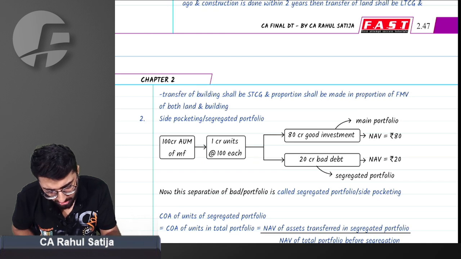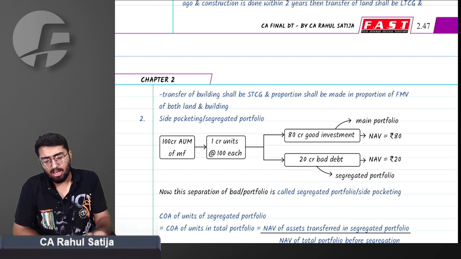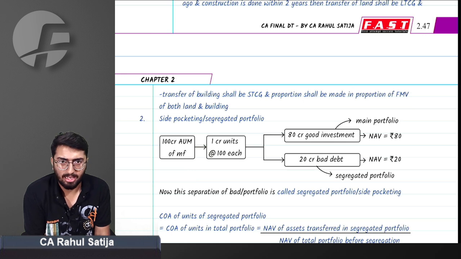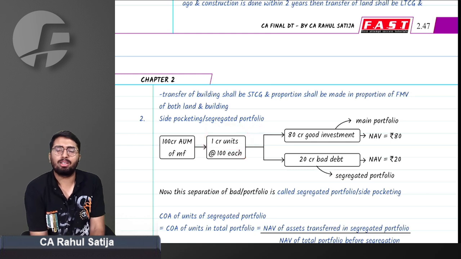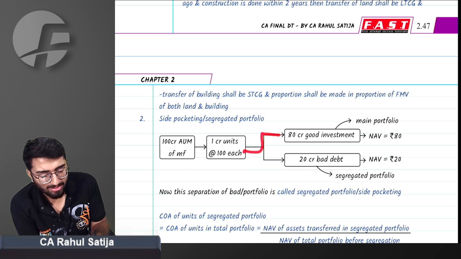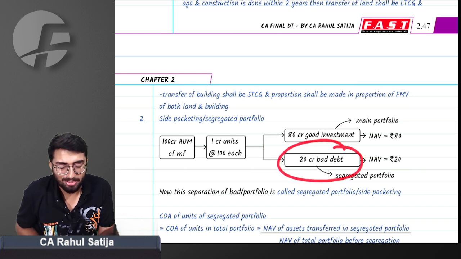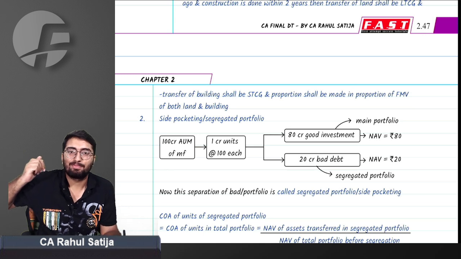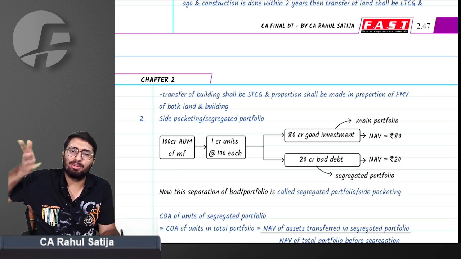We have a very small concept called side pocketing. What does side pocketing say? For example, if a mutual fund has an AUM of 100 CR, which is divided into 100 units of 1 CR each. Ultimately, 100 CR AUM. 80% is invested in the equity shares of good companies, and 20% is invested in companies like Yes Bank, or companies like Jet Airways, which are completely dead.